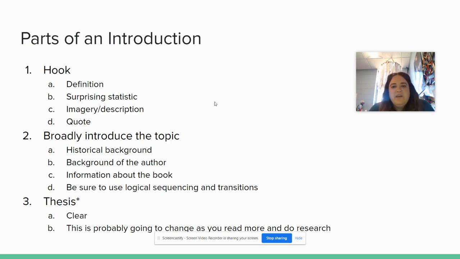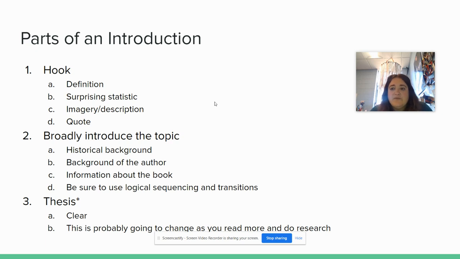So you can start with the definition, a surprising statistic, an imagery or description, or a quote. If you're going to use a question, I didn't even put it on there because people tend to use very lame questions. If it's going to be a question, it needs to be very thought-provoking. So then after your hook, you want to broadly introduce the topic that you're talking about.